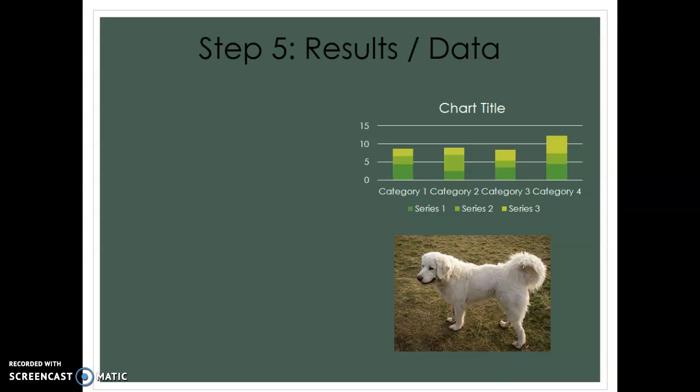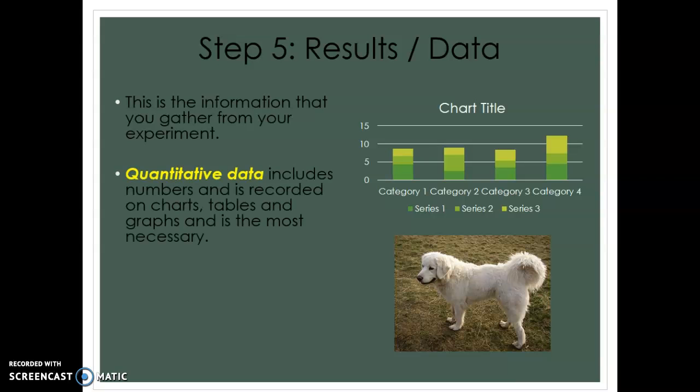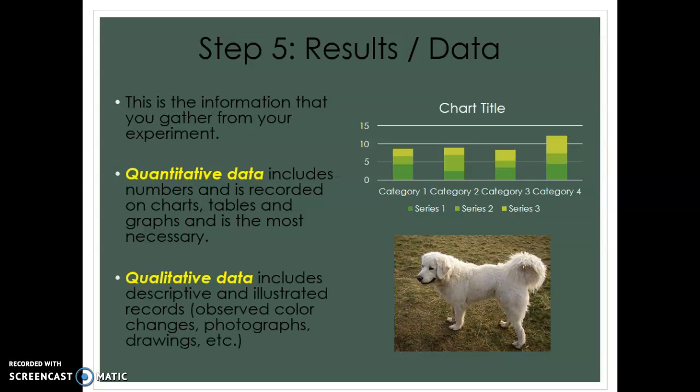As we run the experiment, or as we wait for the experiment to finish, we're going to record our data or our results. The data is going to be gathered for what happened in that experiment. What occurred? What kind of data can we collect? Data comes in two forms: quantitative, which is number-based, or qualitative. Qualitative is descriptions. Both quantitative and qualitative data provide very important and necessary information.